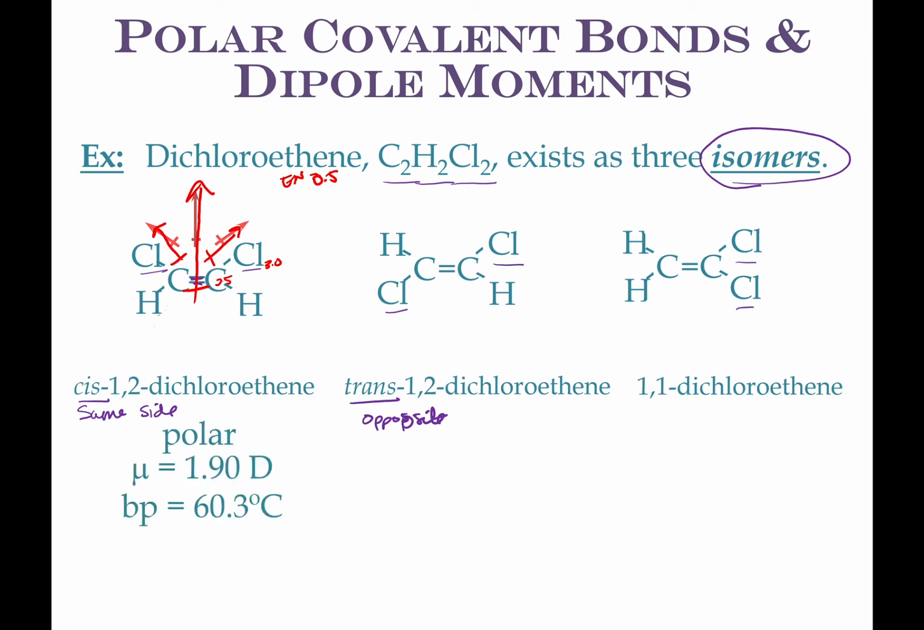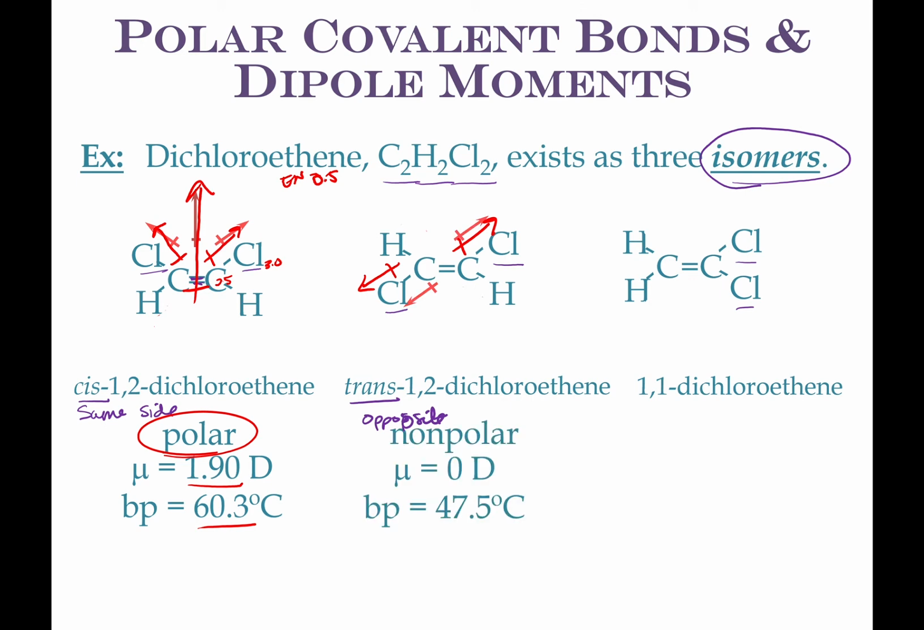Okay, there we go. So this is the dipole moment, and it is polar because we do have an overall dipole, giving us a boiling point of 60.3 degrees. When we look here at the trans one, where they're opposite, we see that this dipole moment actually cancels out. So both of those are facing opposite directions. They're going to cancel each other out. This is going to be nonpolar, so the boiling point is going to be lower. So when we take a look at that boiling point, we're going to see that it's going to be lower.